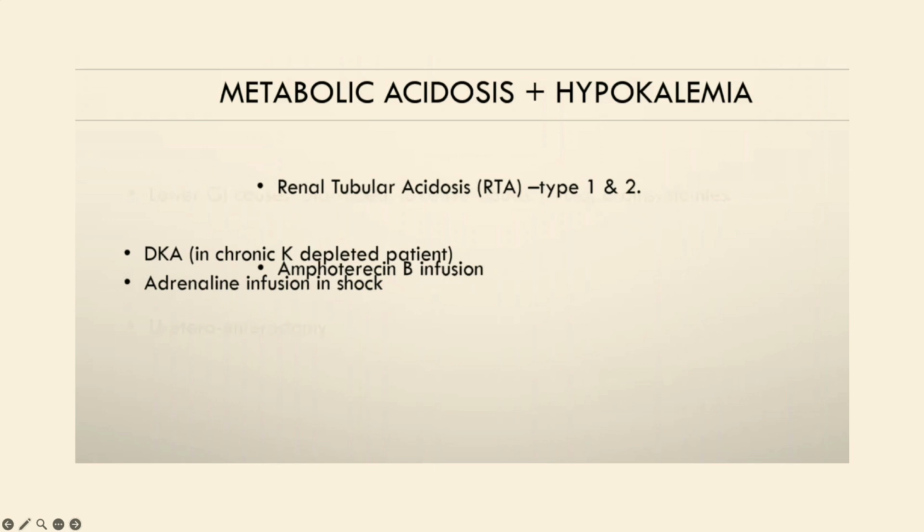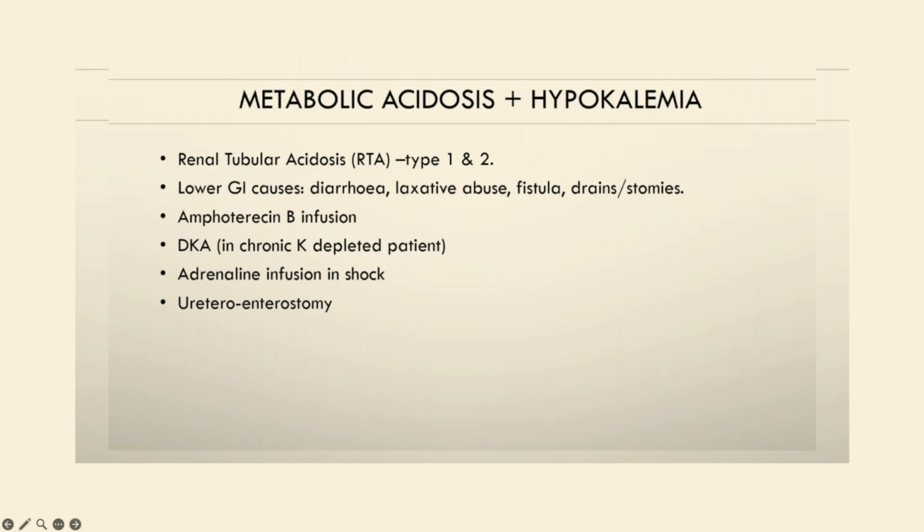Now, once you know about acid-base status, like metabolic acidosis, remember metabolic acidosis can come with other subsets. Like you have metabolic acidosis and hypokalemia. What are you thinking? You're thinking about RTA type 1 or 2, or you're thinking about DKA, or you're thinking about excessive amount of adrenaline infusion in shock patients, which can also cause metabolic acidosis with hypokalemia.